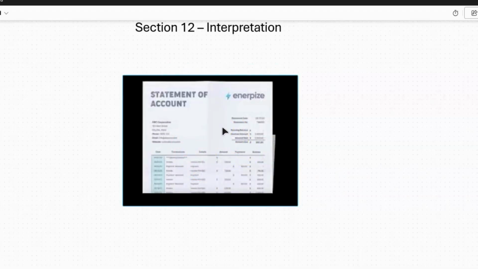What is the legal meaning of statement? A statement includes any representation of fact, whether made in words or otherwise. What is the simple meaning of the statement?